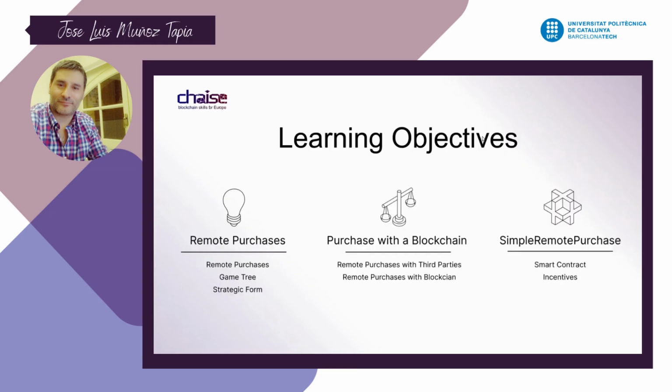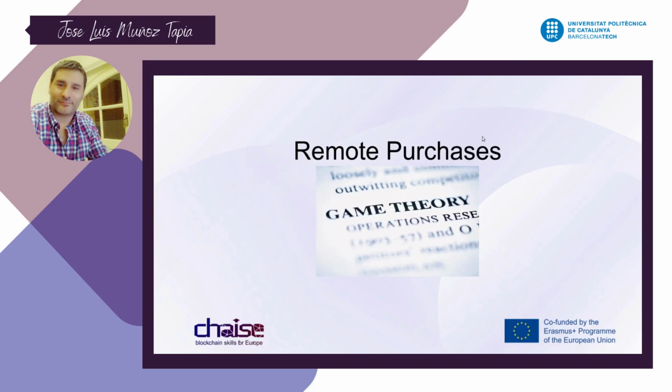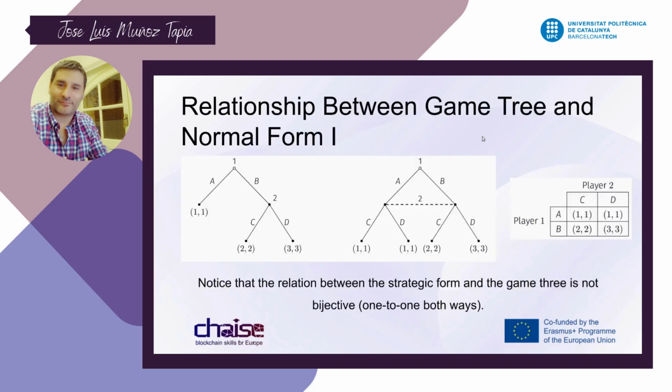Before doing so, we're going to finish a little bit some aspects of the game theory and the normal form that we didn't finish in the previous lesson. So before going to remote purchases, let's finish by seeing the relationship between the game tree and the normal form.